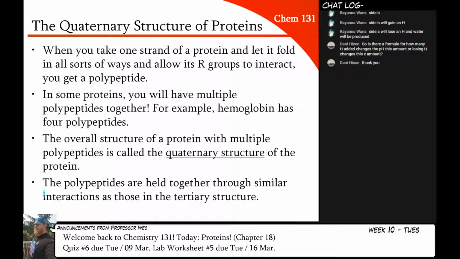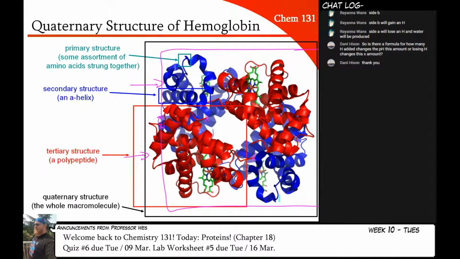So the way that we're going to define quaternary structure is that when you have multiple polypeptides, and those polypeptides are held together in the same ways that we just talked about, so all the tertiary structures, we call that a quaternary structure. So tertiary interactions, I guess we'll say, hold together a single peptide. Quaternary structures are when multiple peptides are held together, as you can see here.